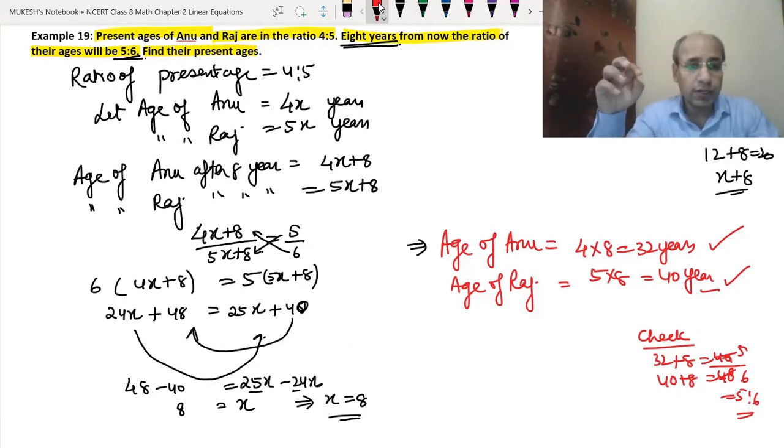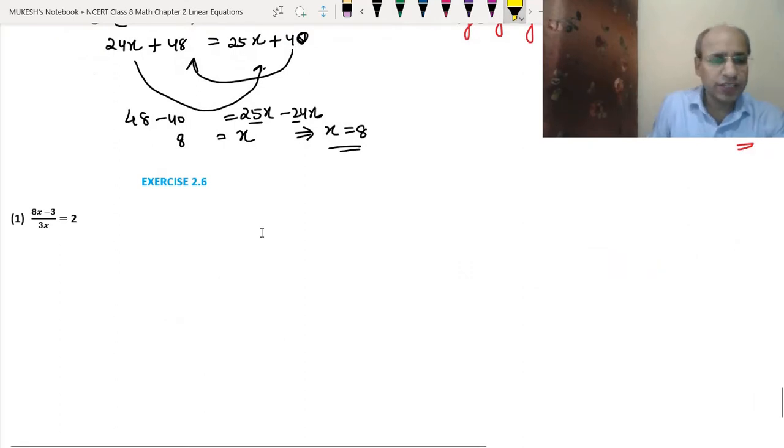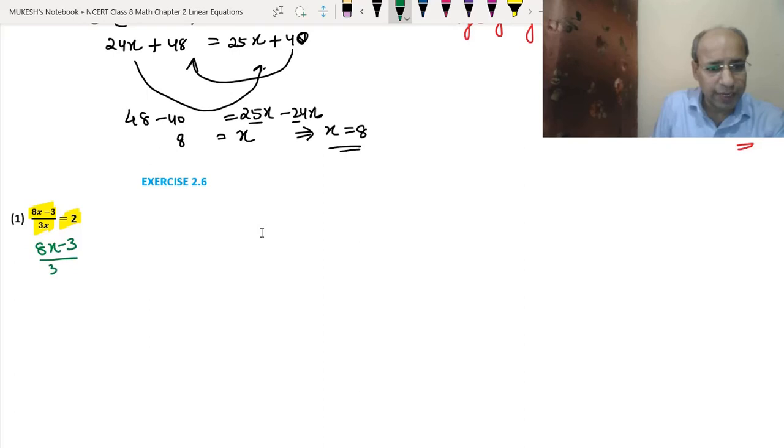Okay. Now we will do exercise 2.6. See, in the first question we have 8x minus 3 upon 3x equals 2. So again, what will we do here? We will write 8x minus 3 upon 3x equals 2 upon 1. So 2 will be multiplied with 3x, and 1 will be multiplied with 8x minus 3. So it will become 8x minus 3 equals 2 into 3x, which is equal to 6x.